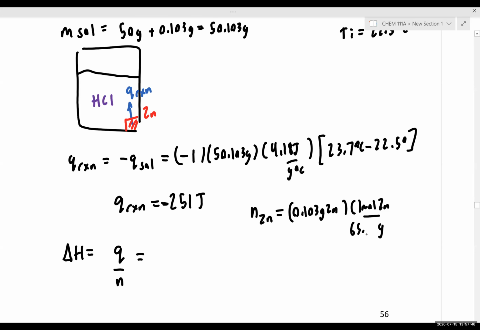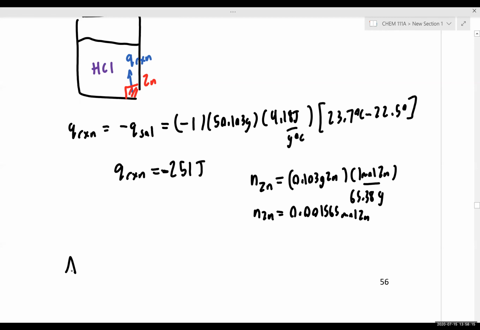65.38. Okay, so punching that in, that gives us a moles of zinc equal to 0.001565 moles of zinc. Now let's calculate the enthalpy.